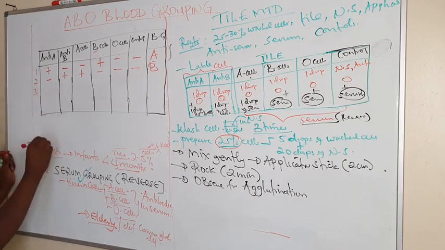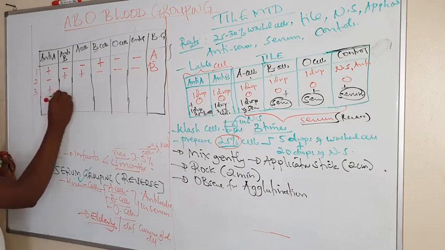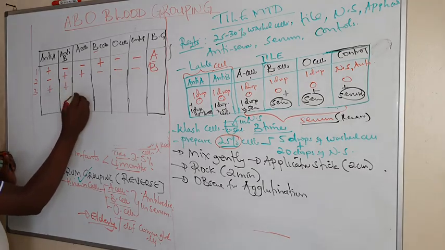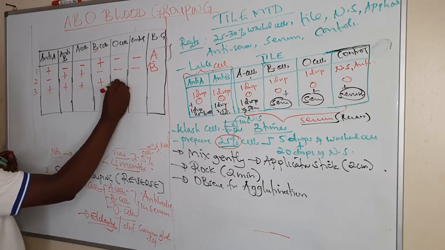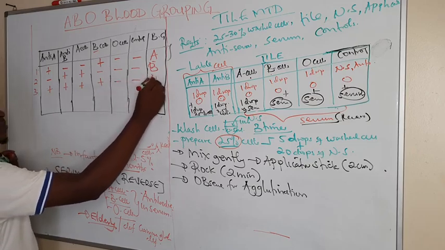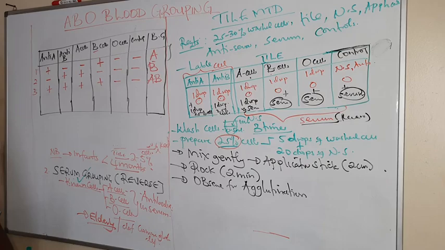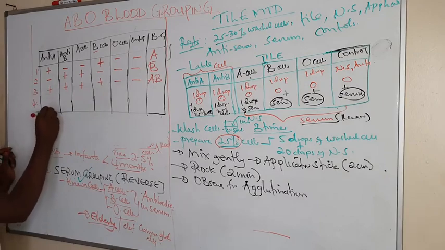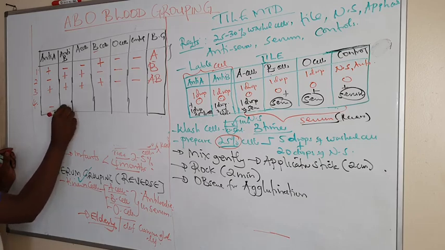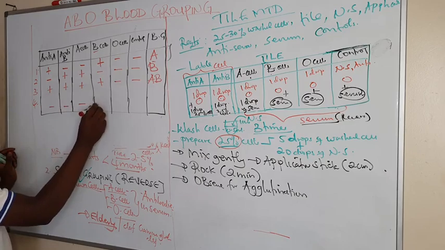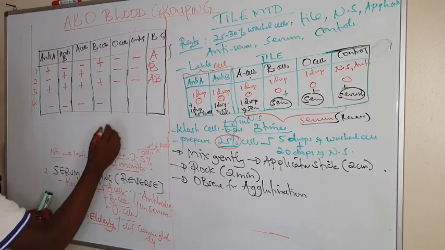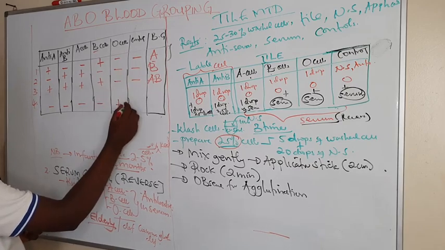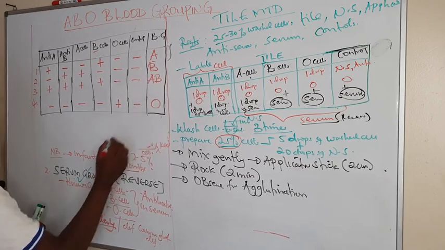Then if we have the third patient, here we see agglutination, agglutination, then here agglutination, and here agglutination. Here no agglutination, no agglutination. This one becomes blood group AB, meaning it has both antigens. Then the fourth one is if we find no agglutination, no agglutination, no agglutination, and no agglutination. Then with A cells there is agglutination. Then here no agglutination. This one becomes blood group O.